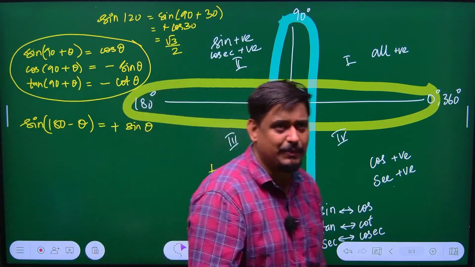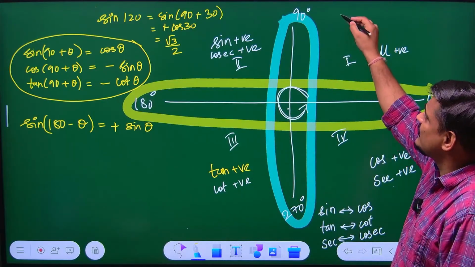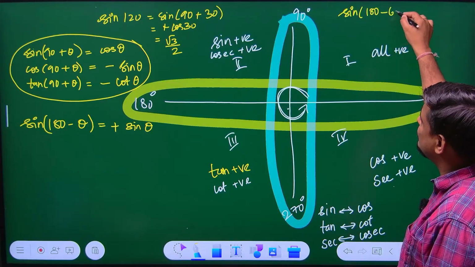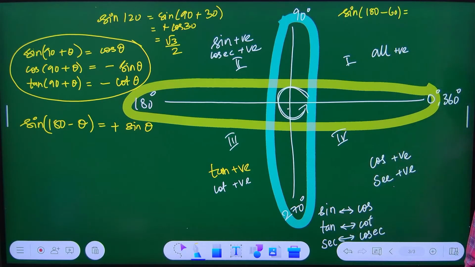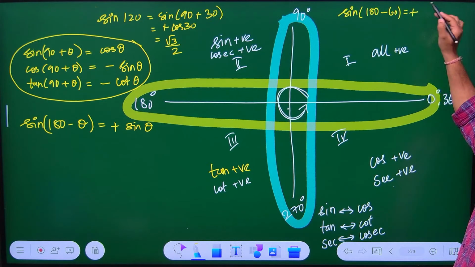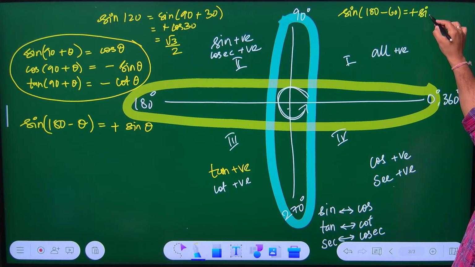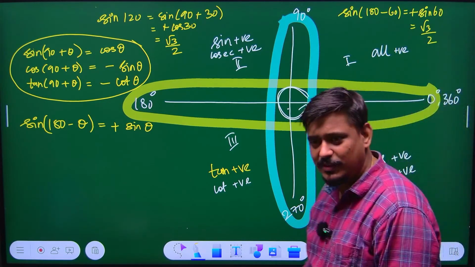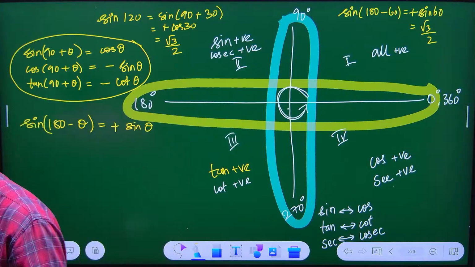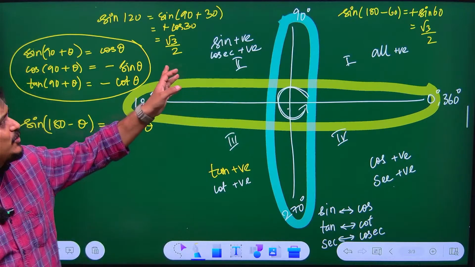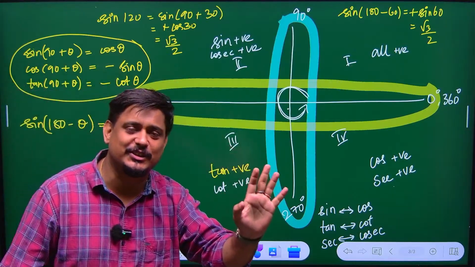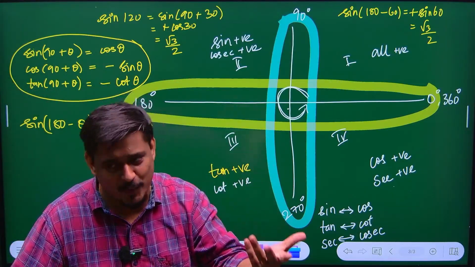Root 3 by 2. Another student, what he is writing? Sine 120 as sine 180 minus 60, right? He is also right. Second quadrant, sine remains sine, so it will be plus, and sine remains sine. So plus sine 60. What is sine 60? Same, root 3 by 2. Got it? So both are giving the same result. Whether somebody is using the 180 minus rule or the 90 plus rule, the answer will not change. I hope you are understanding this.